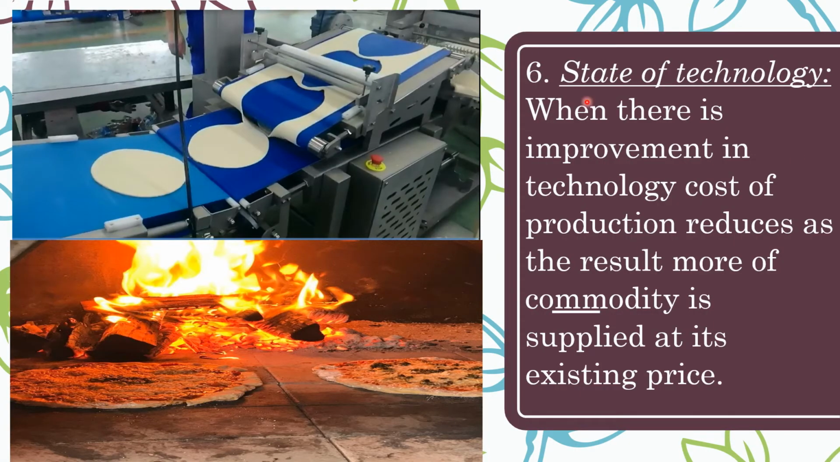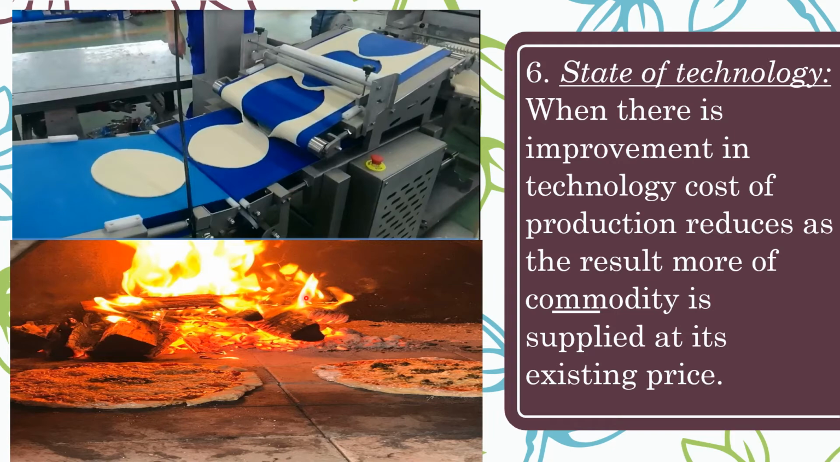We move on to the sixth factor affecting supply, and that is state of technology. When there is improvement in technology, cost of production reduces. As a result, more of the commodity is supplied at its existing price. When the cost of production falls, perhaps due to introduction of new and latest technology, that means that you can produce more in a shorter period of time, as well as the cost of production also falls. So you are in a position to supply more at the old price or more at the same existing price.